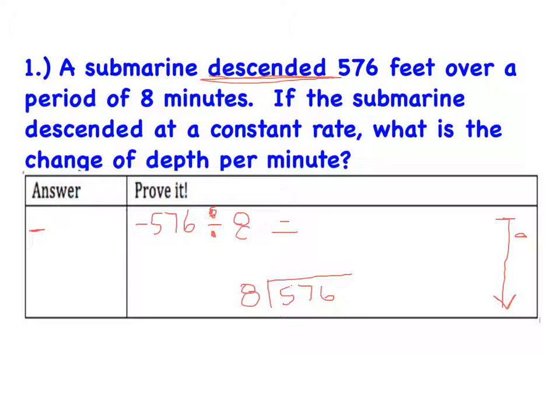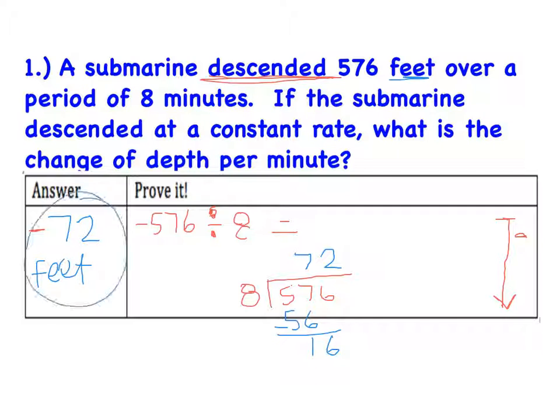So 8 goes into 57 7 times because 7 times 8 is 56. I take the difference and then I bring down the 6. 8 goes into 16 2 times. So my answer is going to be negative 72, and I want to make sure I include my units. Since it's asking me about the change in depth, feet are going to be my units here. So negative 72 feet.